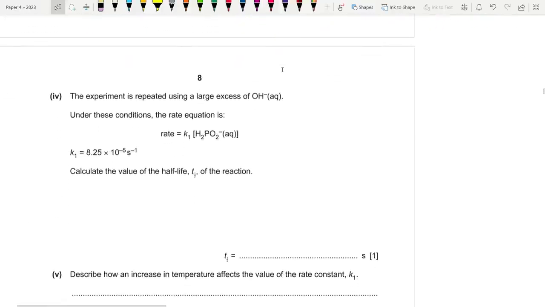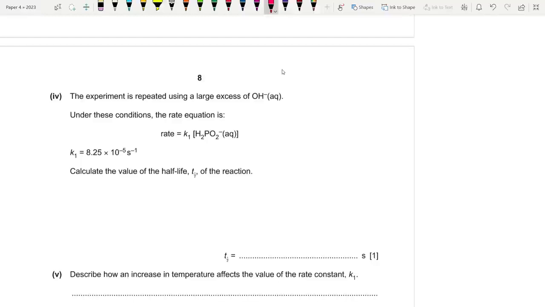The experiment is repeated using a large excess of OH-. Okay. So the reasoning for doing this is actually to make the concentration of OH- virtually constant. It's not changing anymore. So rate only depends on the concentration of H2PO2-, because OH- is virtually constant. Find out the half-life. So this technically turned into a pseudo first order reaction, since OH- is basically constant.